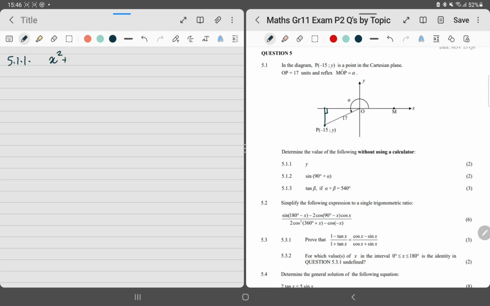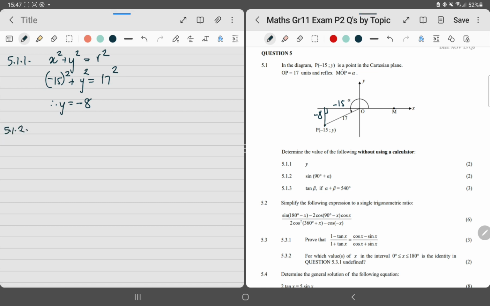So x squared plus y squared is equal to r squared. So our x is minus 15, squared, plus y squared is equal to 17 squared. Therefore, our y is equal to the square root of 17 squared minus 15 squared. So this must be a minus 8. So this is minus 15 and that's a minus 8.